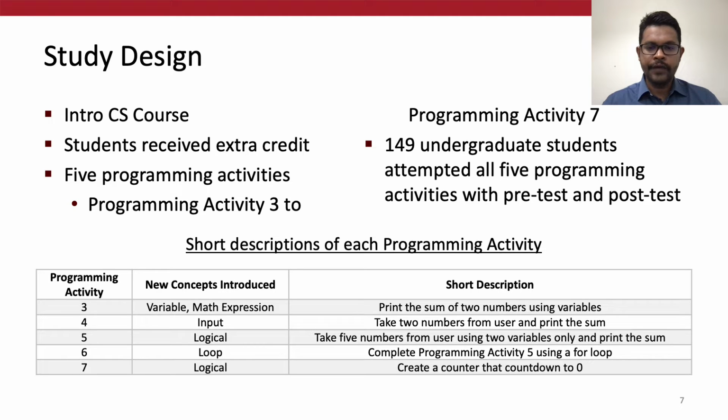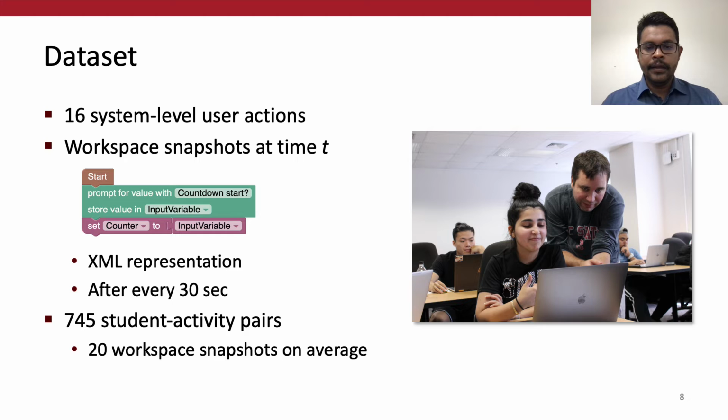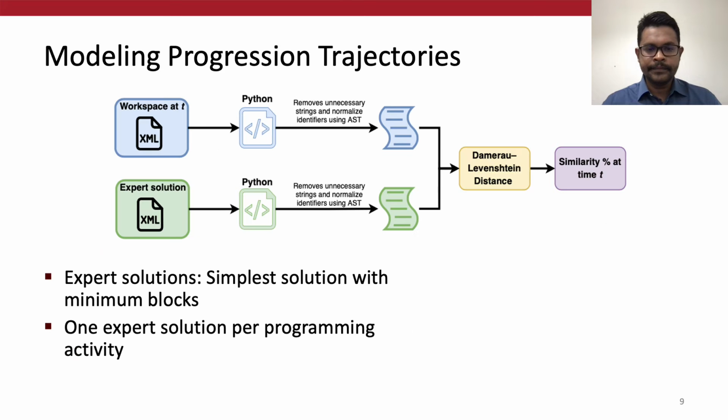For our study, we have used 5 programming activities from Unit 1. A total of 149 students attempted all 5 programming activities along with a pre-test and a post-test assessment. More details about the study can be found in the paper. The data was collected from student interaction logs with the Prime learning environment. The interaction contained 16 system-level user actions and workspace snapshots of their programming codes at different moments. The workspace snapshots were taken every 30 seconds and were saved as XML strings. In total, there were 745 student activity pairs, each containing on average 20 workspace snapshots.